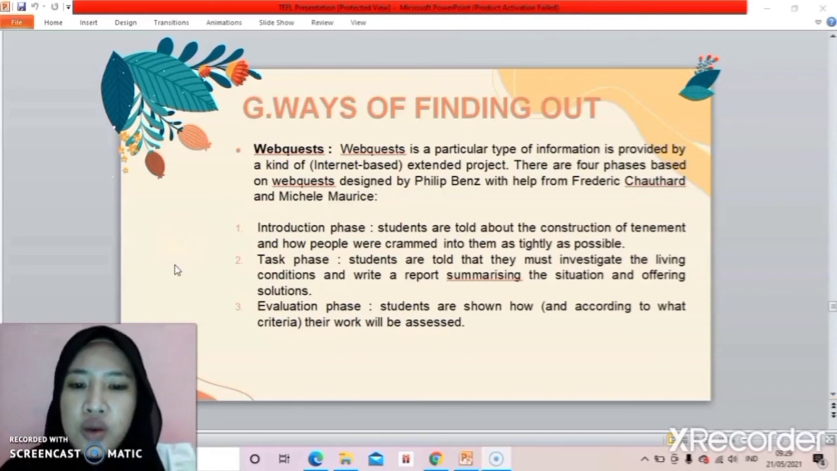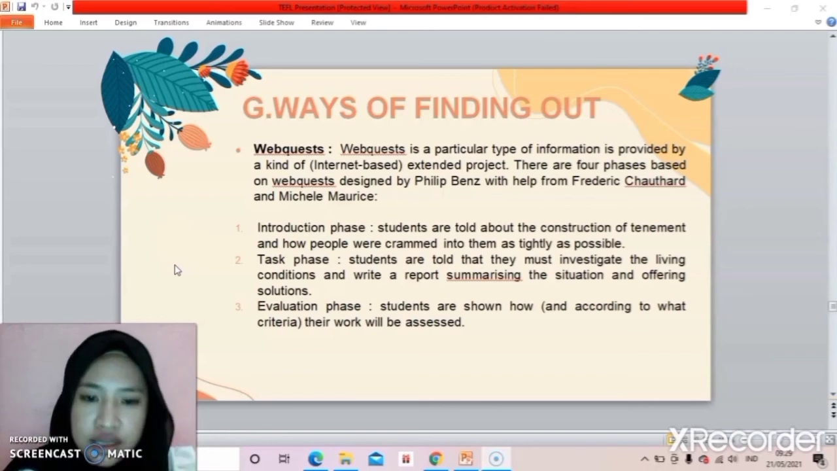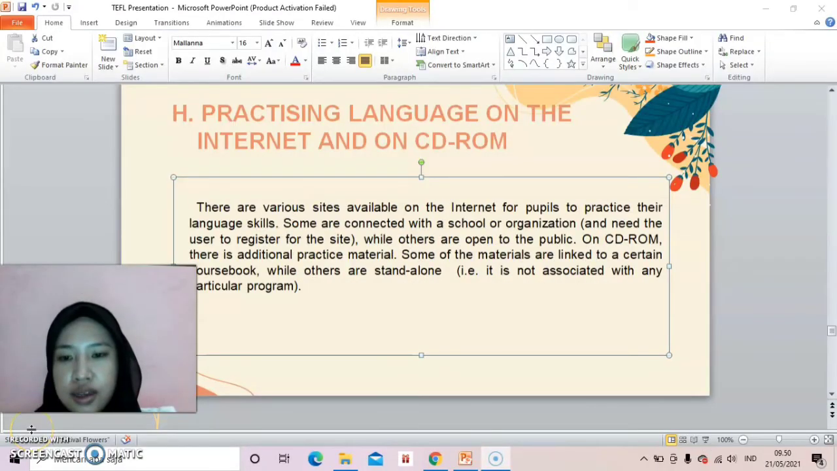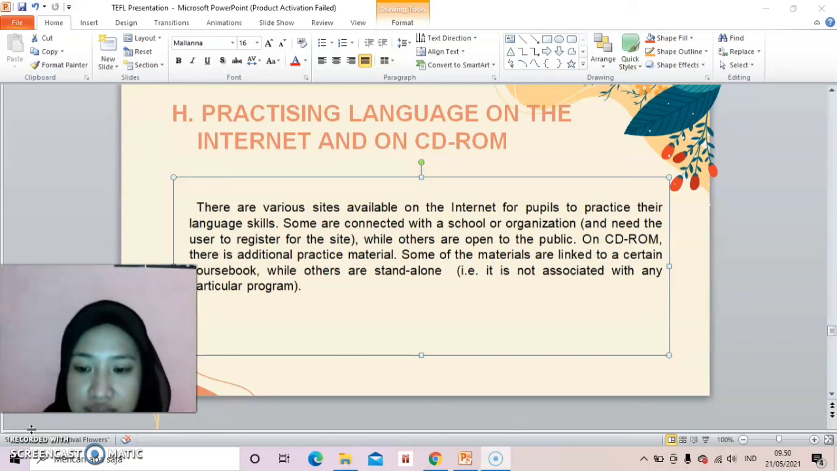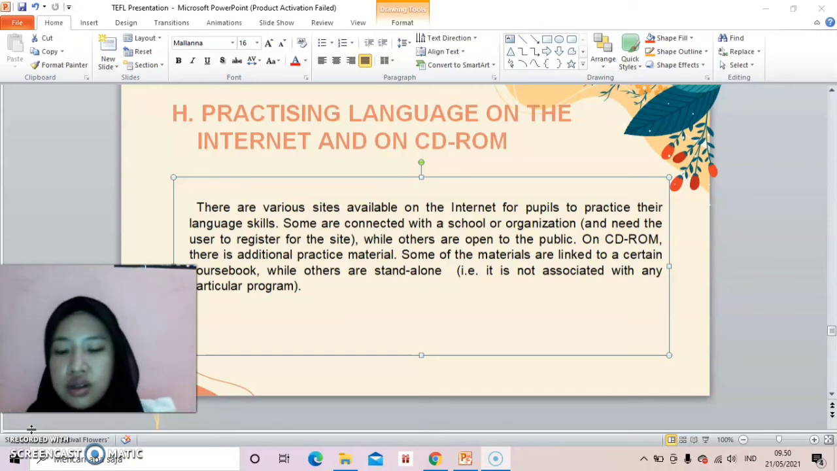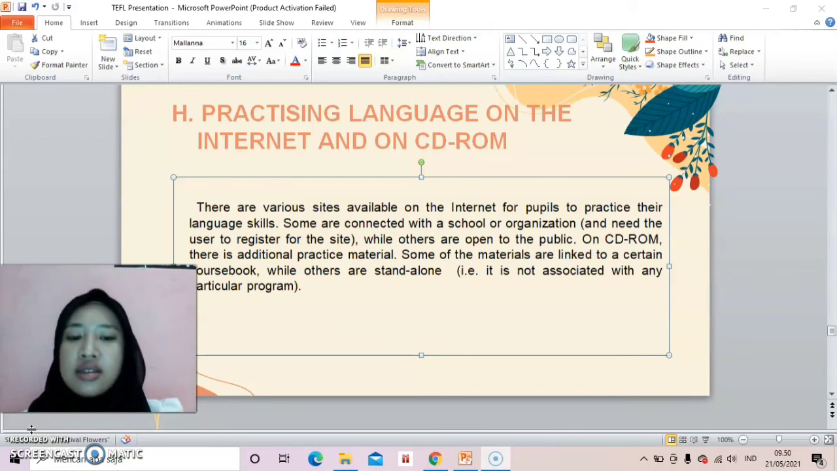Okay, next, WebQuest. A WebQuest is a particular type of information provided by a kind of internet-based extended project. There are four parts based on WebQuest designed by Philip Benz, practicing language on the internet and on CD-ROM. There are various sites available on the internet for people to practice their language skills. Some are connected with a school or organization and need the user to register for the site, while others are open to the public. On CD-ROM, there is additional practice material. Some of the materials are linked to a certain coursebook, while others are standalone. They are not associated with any particular program.